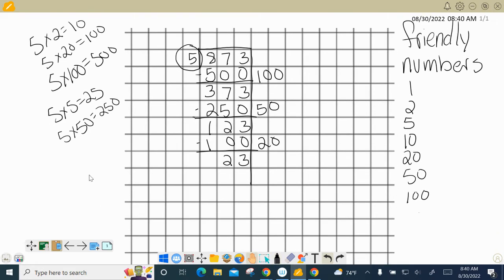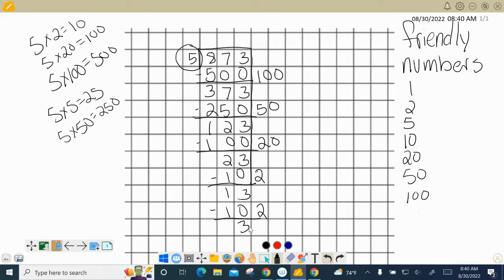I've got 23 left. Let's use 2 as a friendly number because I know that 2 times 5 is 10. So let's subtract. I'm going to get 13 left over. We can use 10 again, so let's use 2 as our friendly number again and subtract 10. And we've got 3 left over.